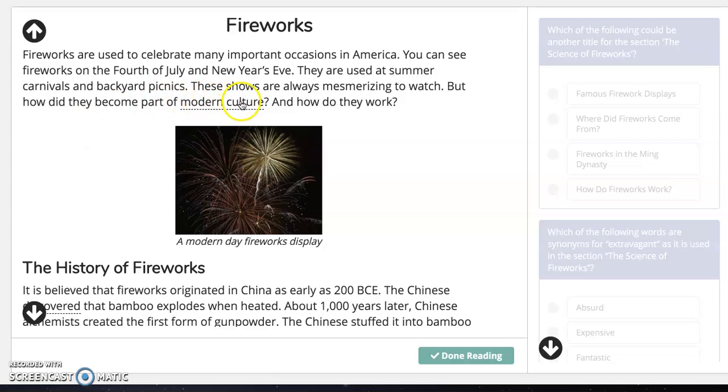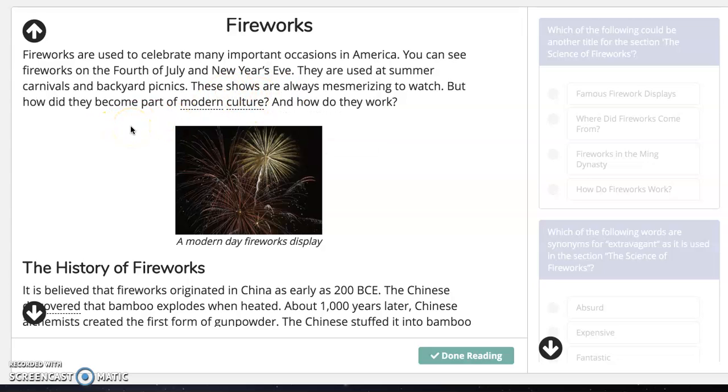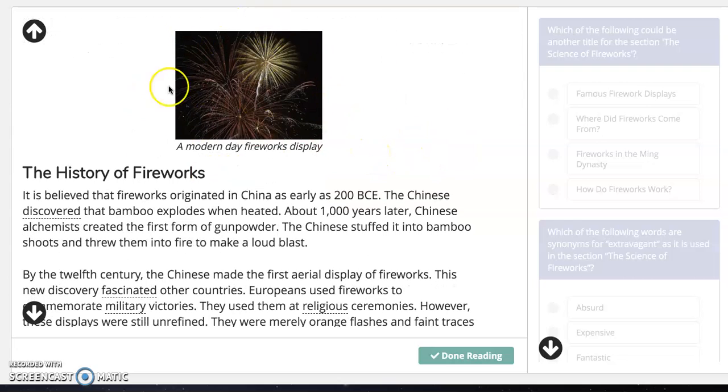When I say modern culture, modern is just our present day, right now, the here and now, and a culture is just beliefs and customs of a specific group. So things that we usually do, okay? I see a nice little picture here. This is a photograph. It's not an illustration because it wasn't drawn. This is a photograph of some fireworks. You can see how they kind of spread out, different colors, things like that.